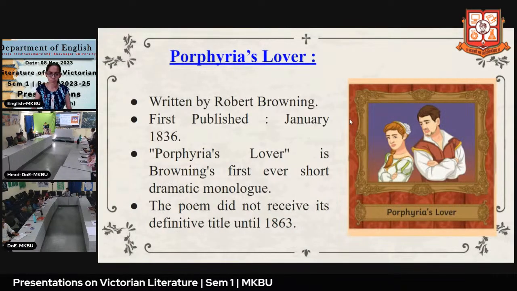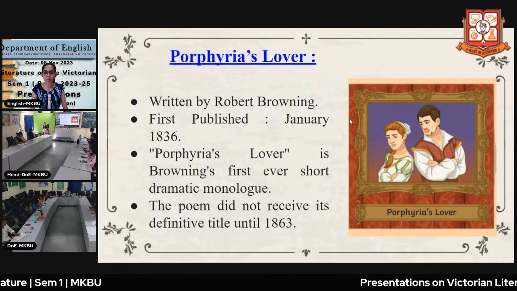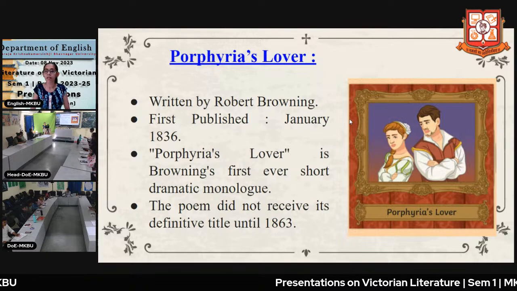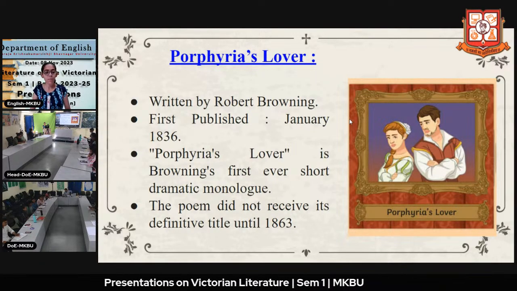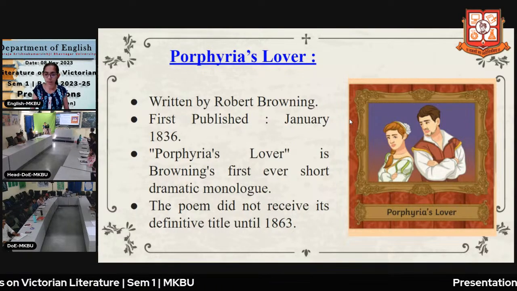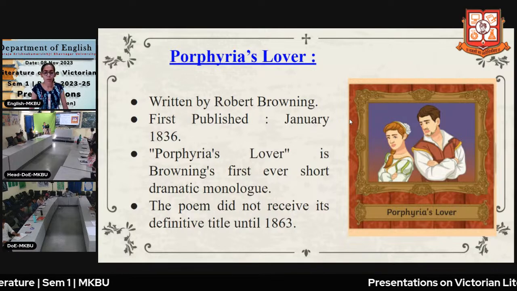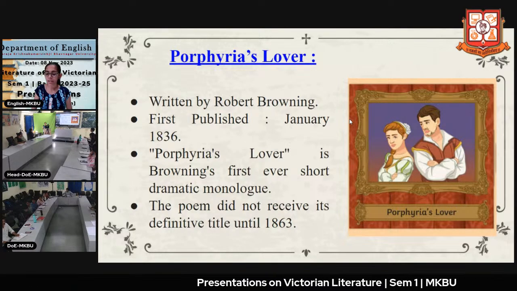Introduction of the poem, written by Robert Browning, first published January 1836, and then published two more times. The poem is Browning's first ever short dramatic monologue. The poem did not receive its definitive title until 1863.